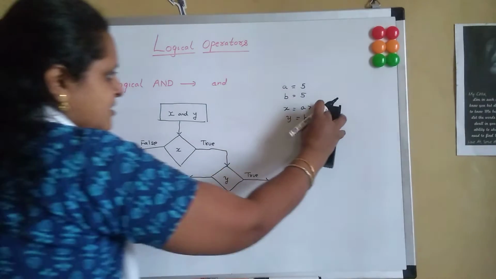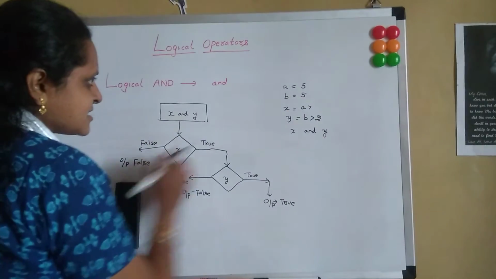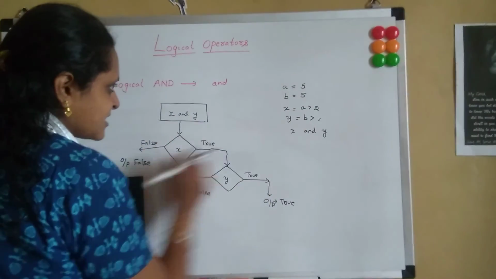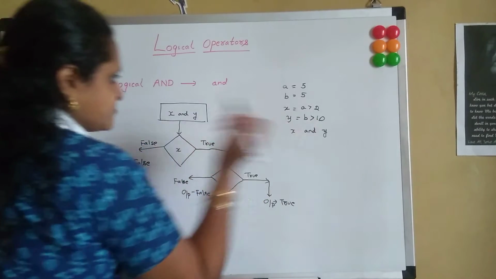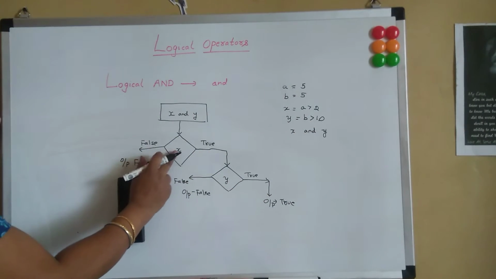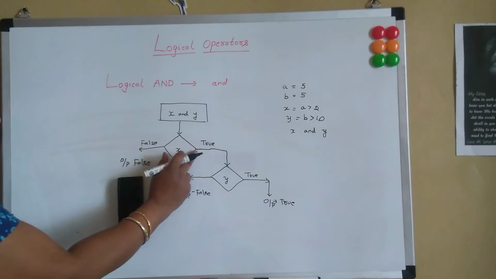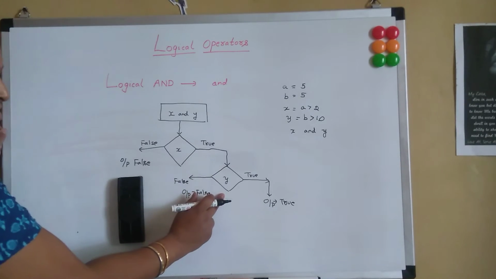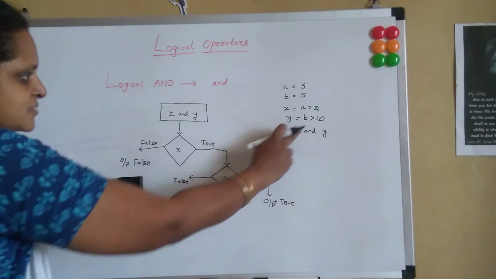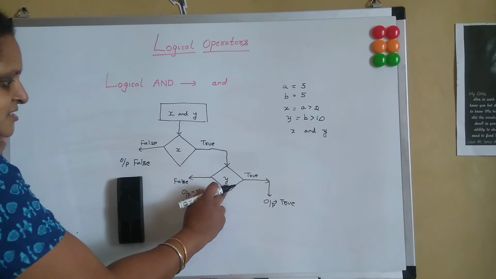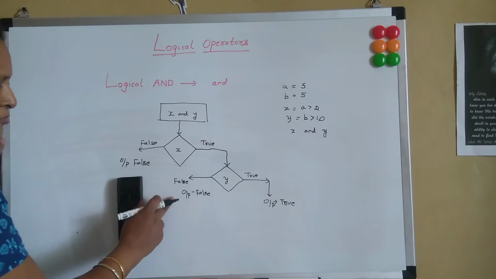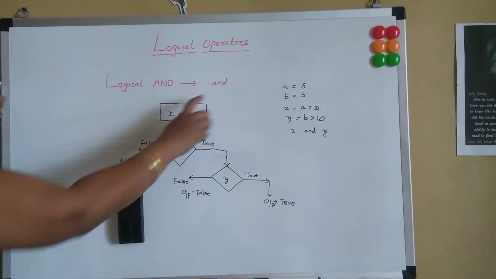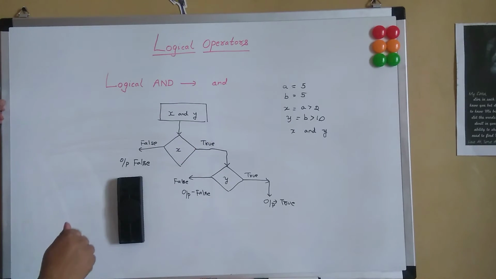And now, if I say X is A greater than 2 and Y is B greater than 10. In this case, A greater than 2 is true, so the condition becomes true and it comes to the Y expression checking, that is B greater than 10. This turns out to be false, so the output becomes false. So this is how the logical AND works in Python.